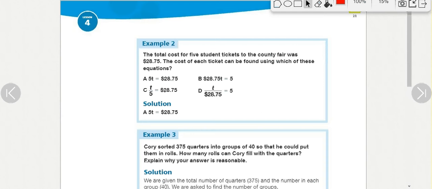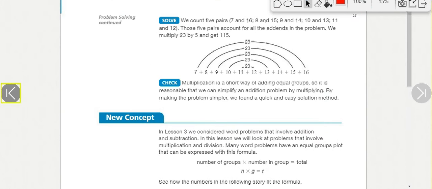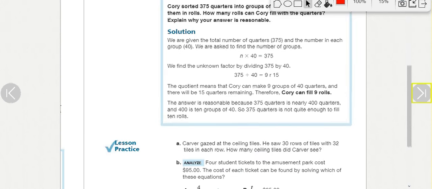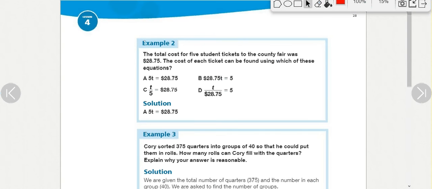Let's do two more. Example 2, we've got 5 tickets to the fair. It costs $28.75. Okay. How would I set up an equation to find the missing price per ticket? Looking back at that equation we had, number of groups times number in group equals total. Which one do I not know? Maybe we could think of it as the number in each group that we don't know. We know how many groups. We just don't know how much they're worth. But we do know it multiplies to 28.75.